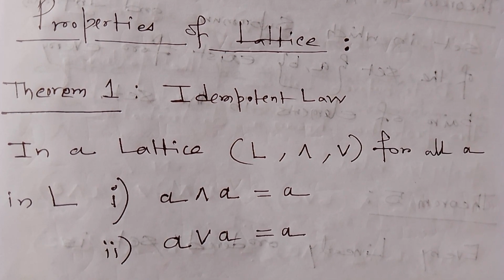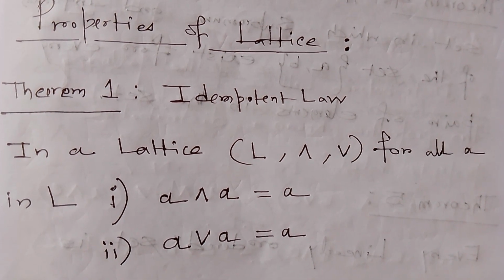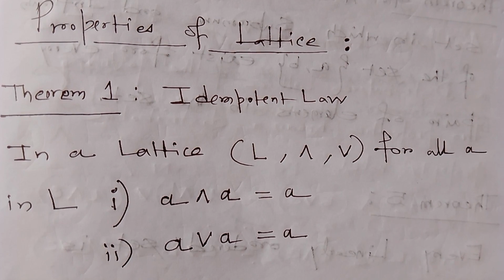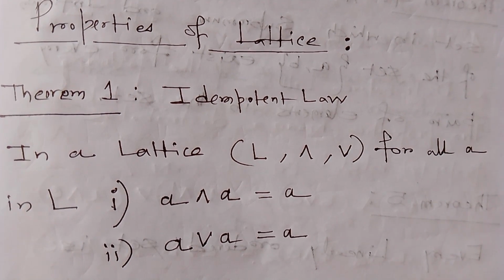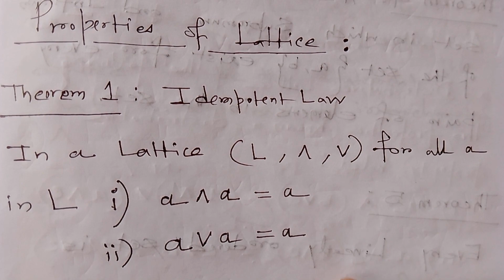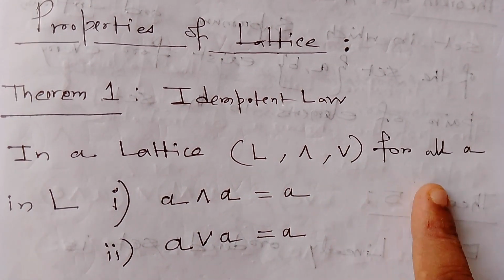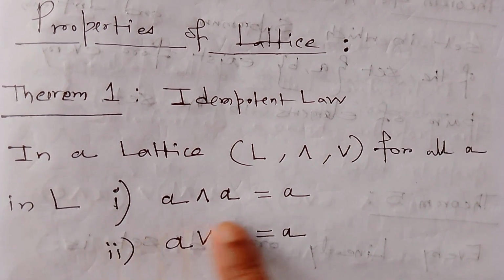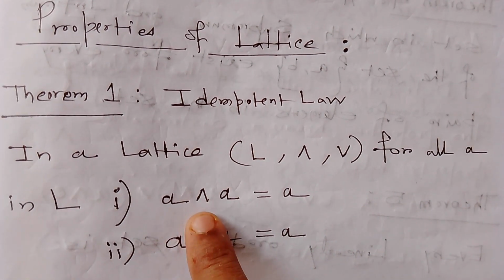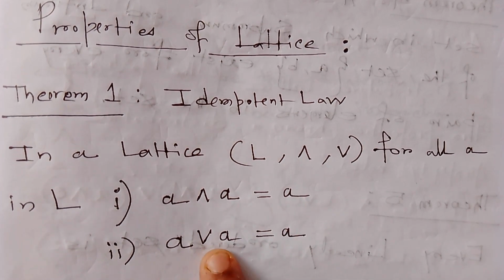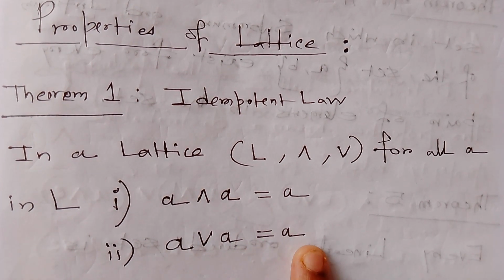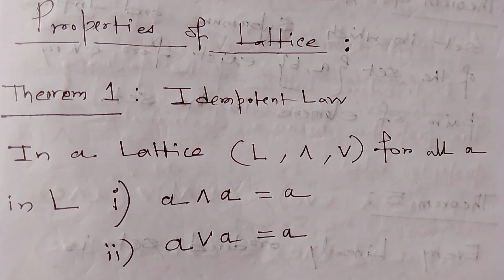And now I am sharing some of the properties of lattice. These properties are very important to understand lattice. So the first one is idempotent law, and that is under theorem 1. In a lattice (L, conjunction, disjunction), for all A in L, A conjunction A is equal to A and A disjunction A is equal to A, and this is called idempotent law, and this is the first property or the first theorem of lattice.